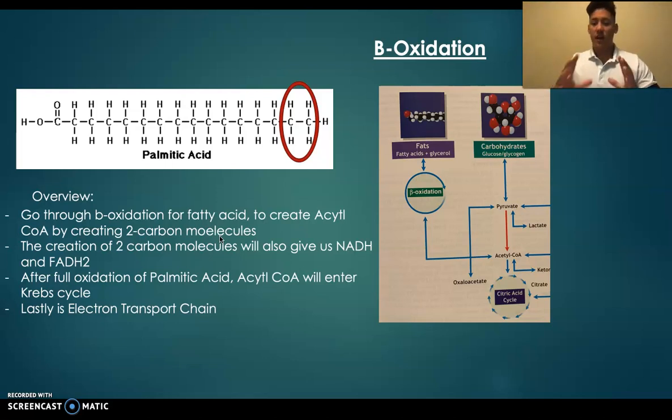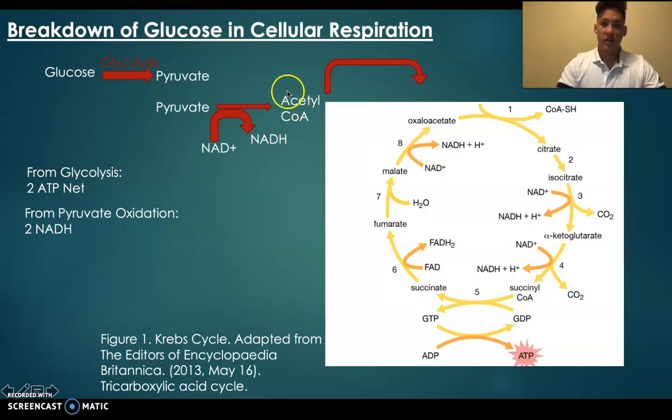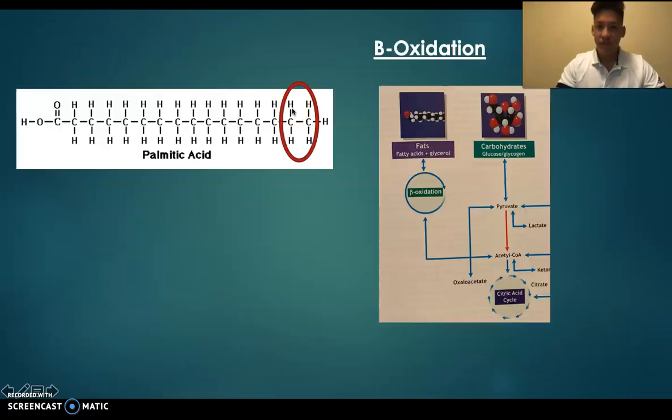So once that's broken down, we have our acyl fragments. Those acyl fragments will combine with the coenzyme A to create the acetyl-CoA, just like we had in our glucose. So this is our special molecule that we're trying to attain, as you can see right here as well.